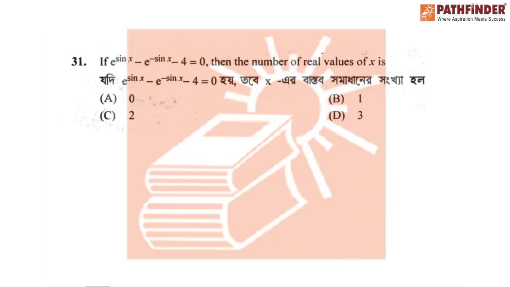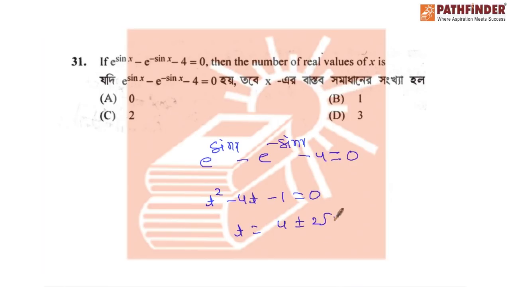Now move to question number 31. In question number 31, we have e to the power sin x minus e to the power minus sin x minus 4 equal to 0. We can do it graphically, but if we take e to the power sin x as t, then we will get t square minus 4t minus 1 equal to 0, or t is equal to (4 plus minus 2 root 5) by 2, or 2 plus minus root 5.